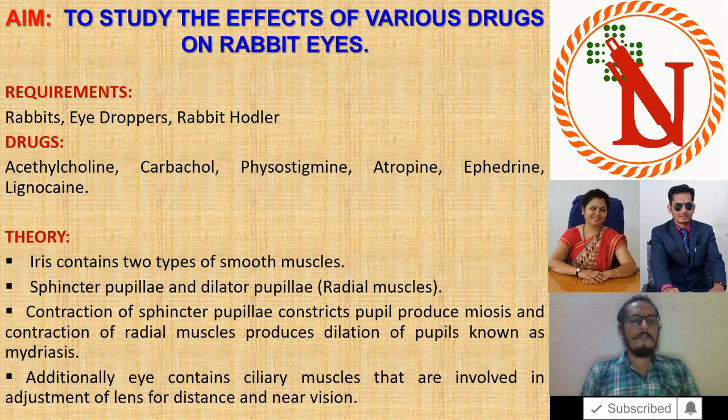In the theory section, as we know, the iris consists of two types of smooth muscles. The first one is the sphincter pupillae and the second is the dilator pupillae. The dilator pupillae is also known as the radial muscle. Constriction of the sphincter pupillae constricts the pupil, which is known as miosis, and constriction of the dilator pupillae, or radial muscles, dilates the pupil, which is known as mydriasis. Additionally, the eye contains the ciliary muscles, which are involved in the adjustment of the lens for distance and near vision.